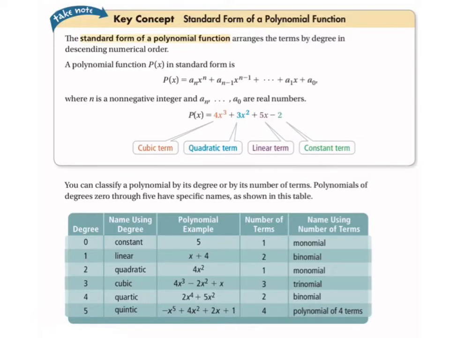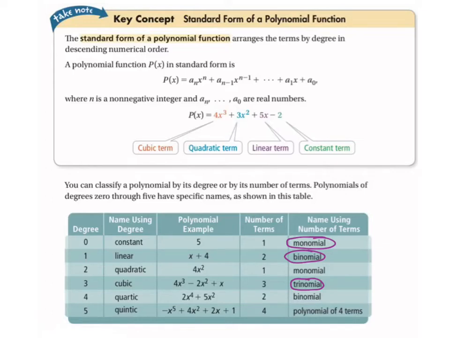And so like we were talking about before, a single-termed polynomial, here's an example, maybe just the number 5, is called a monomial. A two-termed polynomial is called a binomial. A three-termed polynomial is a trinomial. And anything greater than 3 terms is a polynomial.